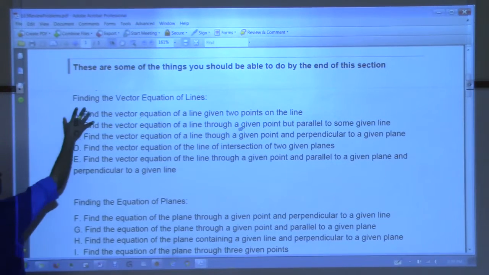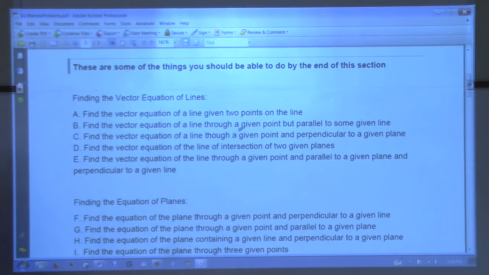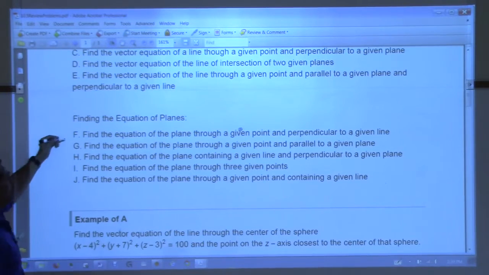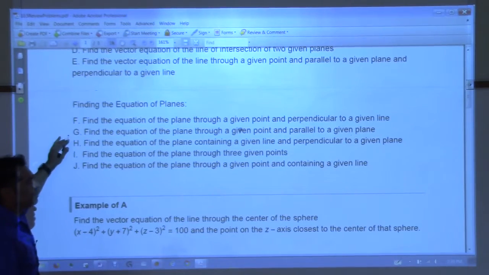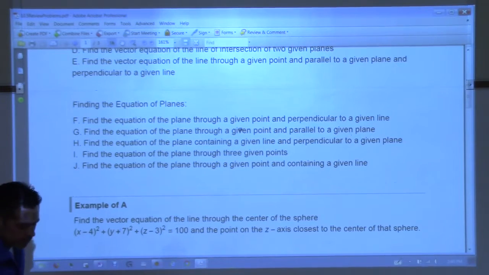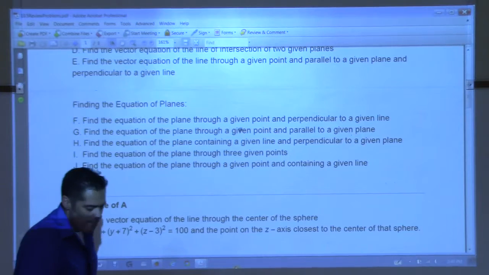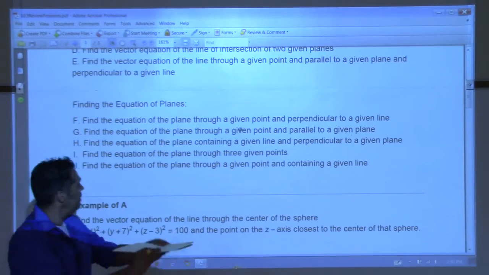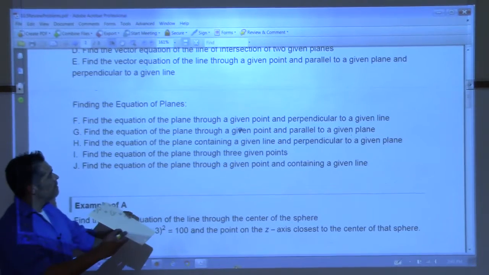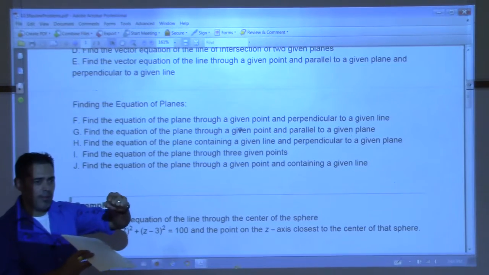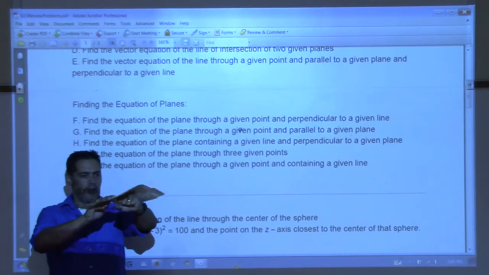All right, that's stuff that you should be able to do with lines. Now let's talk about planes. You should be able to find the equation of a plane through a given point and perpendicular to a given line. See if we can talk through this. We're trying to find the equation of a plane, right, that's going through a given point. So I give you a point and I say find the equation of a plane that goes through that point.